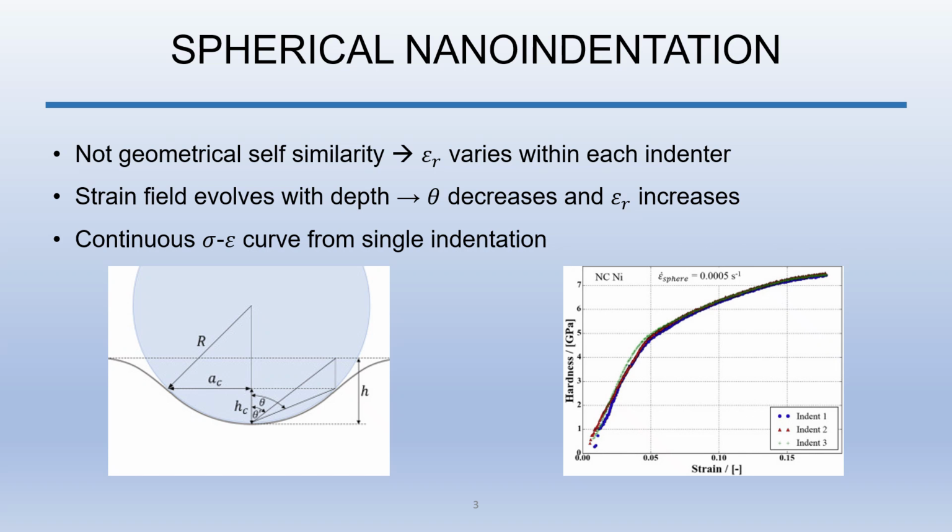On the other hand, spherical indenters can generate a continuous stress-strain curve from a single indentation, because the strain field beneath the indenter evolves as the indentation depth increases. This allows obtaining the entire flow curve from just one test, since the local contact angle in spherical indentation effectively changes with depth. The image on the right shows hardness trace curves from three indentation experiments using the same spherical tip radius. From this, stress-strain curves can be obtained by converting hardness to stress through the constraint factor.